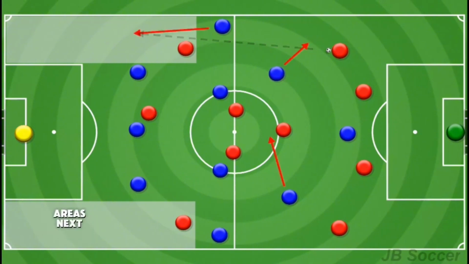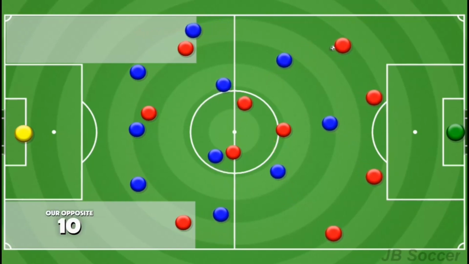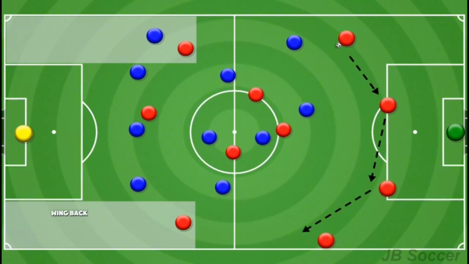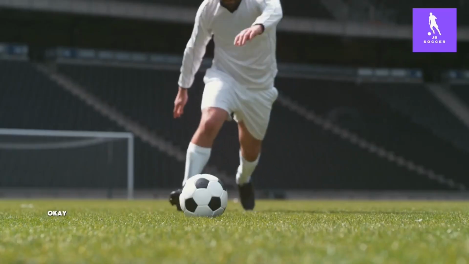So just to run through that again, our danger areas are in behind the wing-backs, in the wide areas next to the centre-backs. We're asking our ball side 10 to press the ball and stop the forward pass. Our opposite 10 is going to tuck into the midfield to make a midfield 3, and our ball side wing-back is going to drop back and be part of that defensive line and sit in that gap that was a vulnerable area. Okay, that's the end of the video.